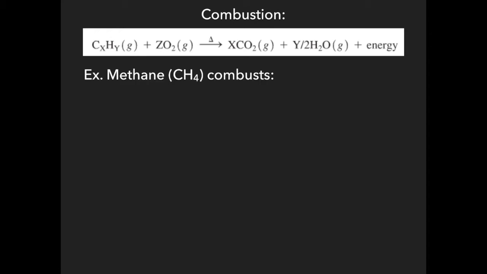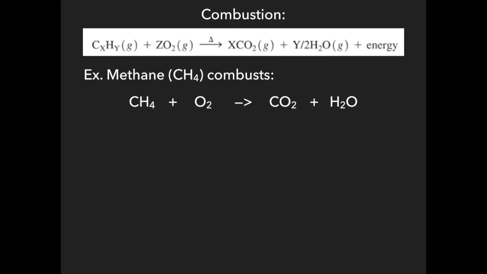So let's look at an example. I've got methane, which is CH4. So CH4 is going to react with oxygen, and it's going to form carbon dioxide and water. Now, the hardest thing for combustion reactions is actually the balancing. So I always balance carbons, then hydrogens, then oxygens. I go in order. Okay?